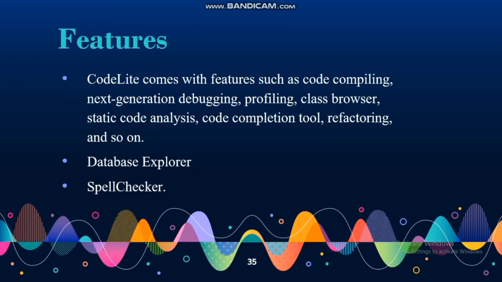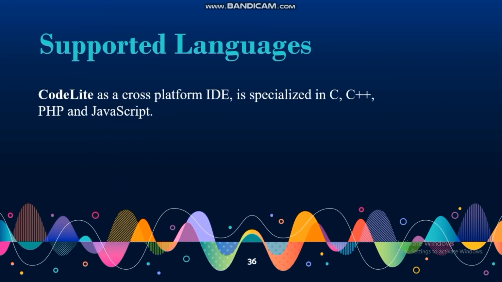Features: CodeLite comes with features such as code compiling, next generation debugging, profiling, class browser, static code analysis, code completion tool, refactoring, and so on. Database explorer and spelling checker. Supported languages include C, C++, PHP, and JavaScript.